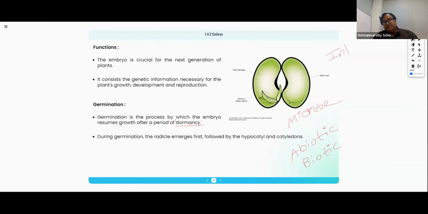Internal factors we call intrinsic factors. External factors we call extrinsic factors. The extrinsic factors, or external factors, are governing the embryo. This is the way you need to become a plant. In this season, you need to develop.